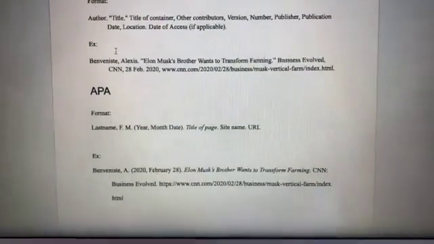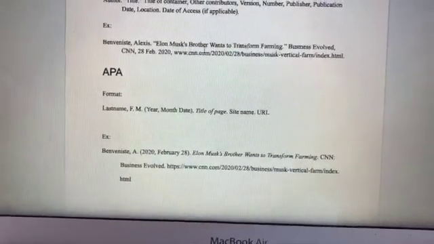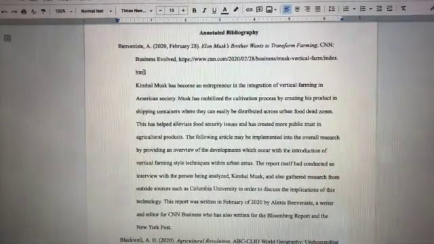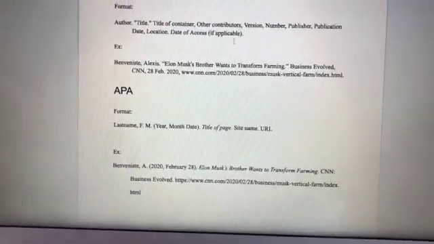Many people choose to omit it. So we can see this example down here for the article Elon Musk's brother wants to transform farming, which is the same article as my first annotated bibliography above here. And we can see the style over here.